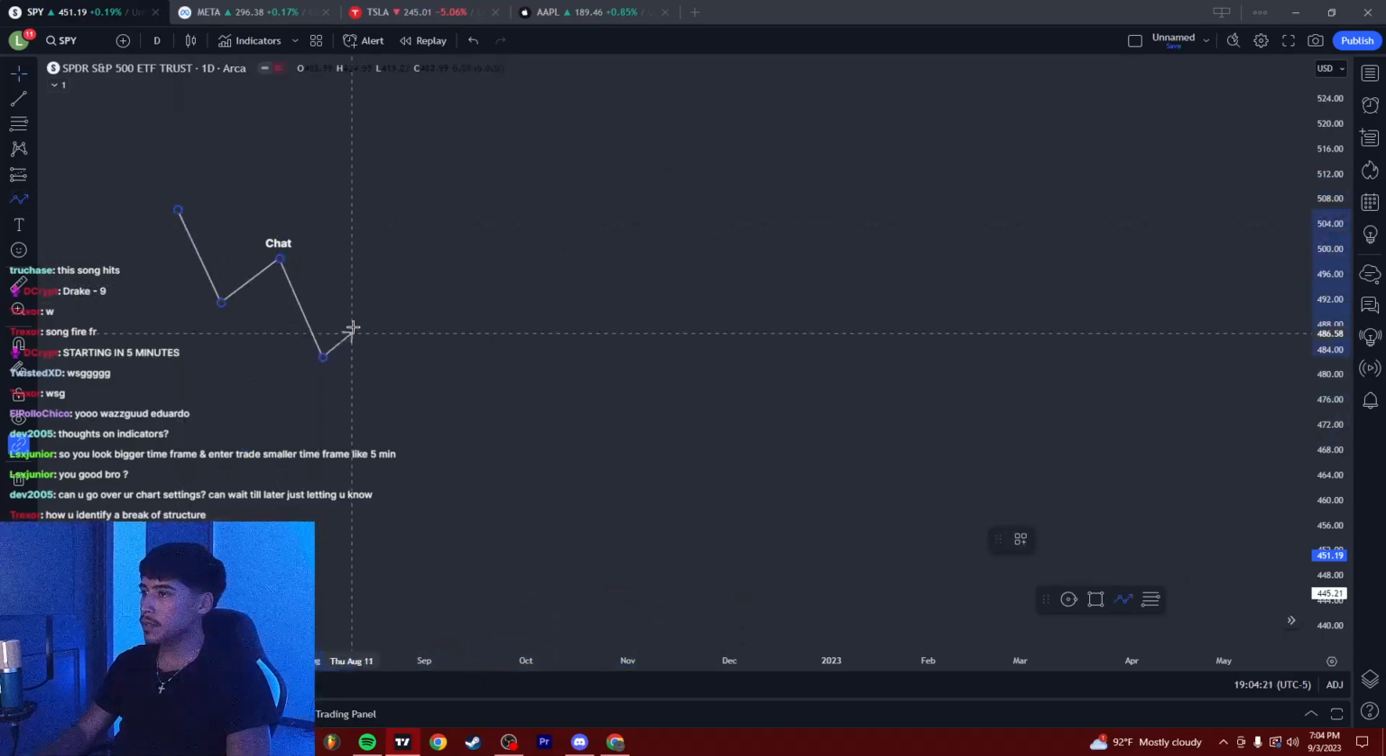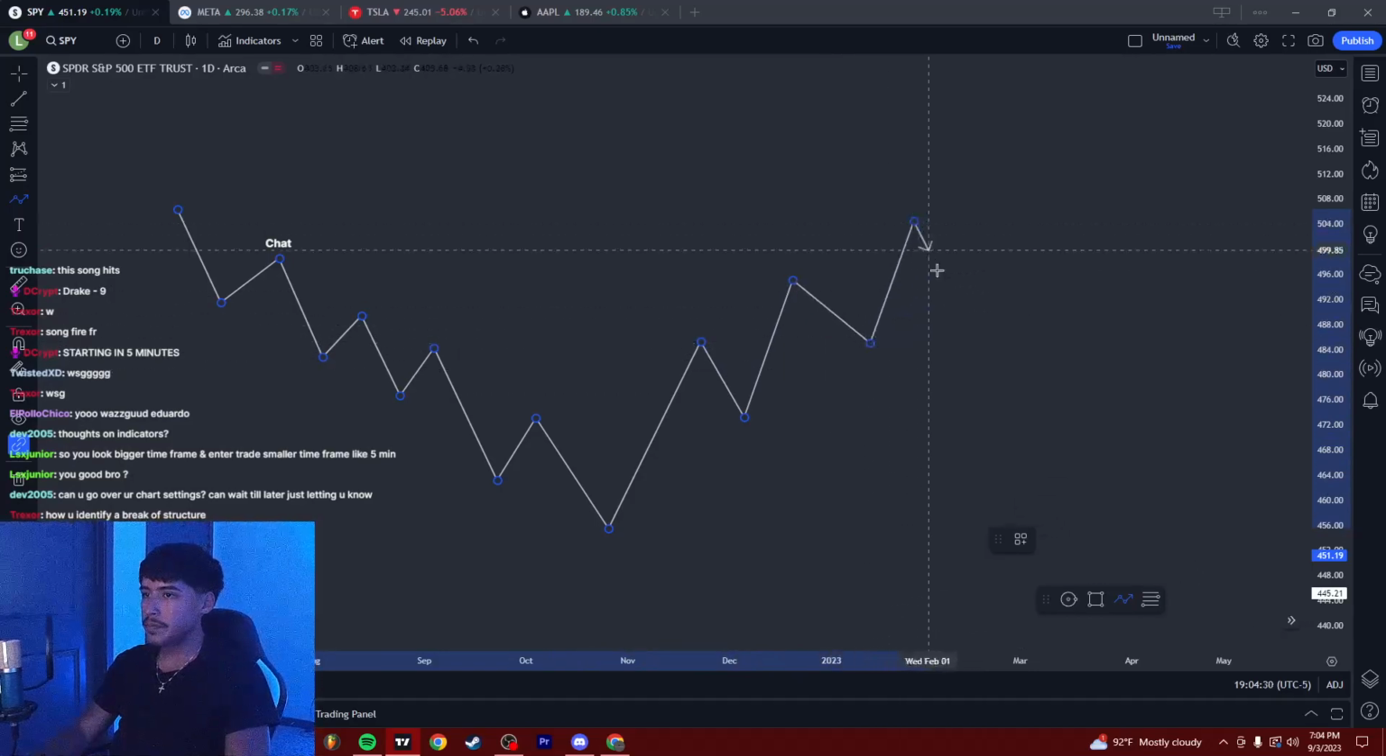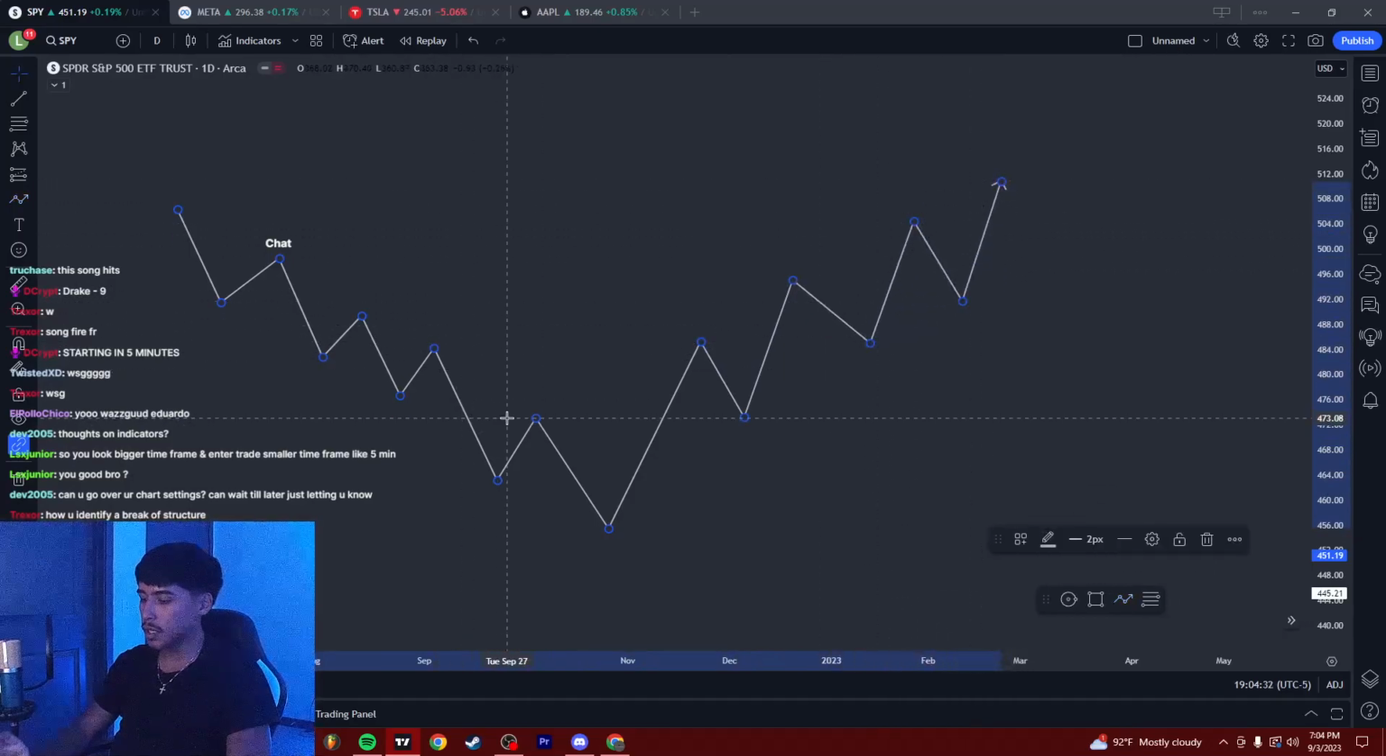If we're downtrending and then all of a sudden we break a previous high and go into an uptrend, that would be your break of structure here. As soon as you break a previous high from a downtrend and go into an uptrend, that's your break of structure.